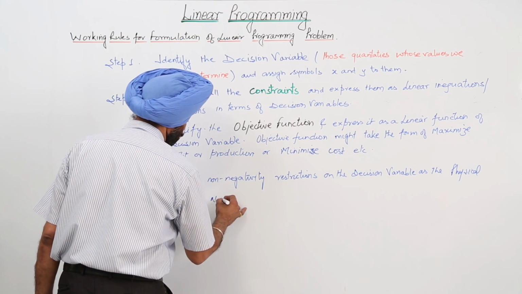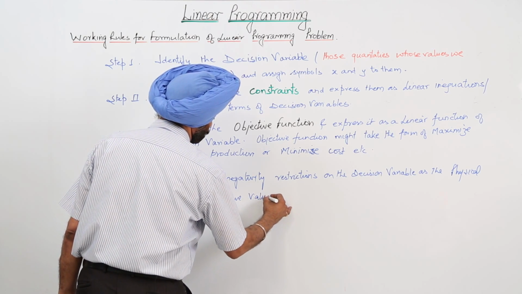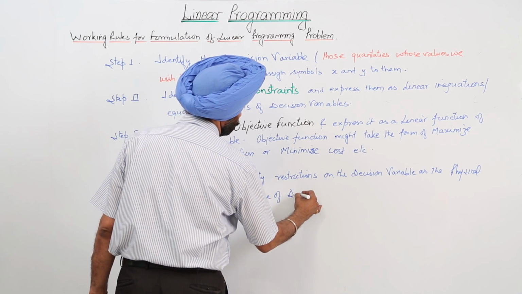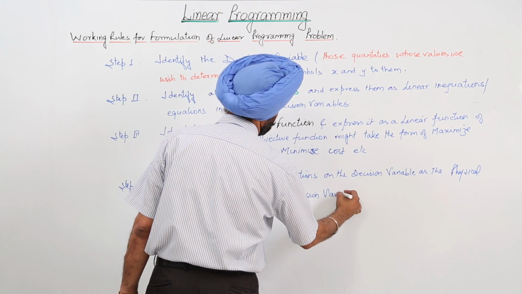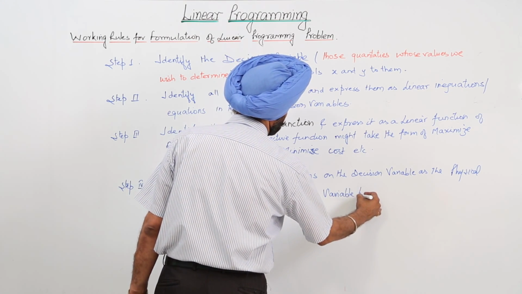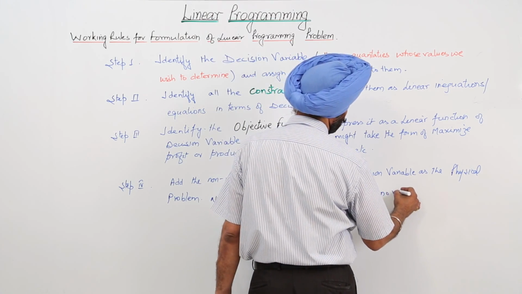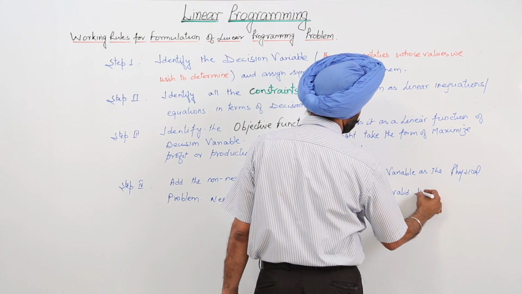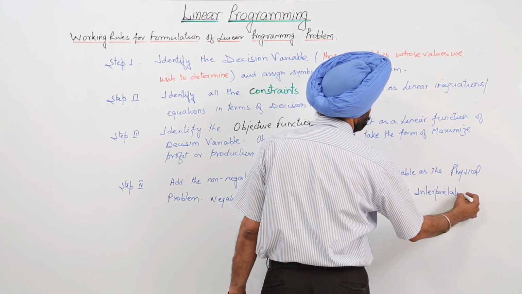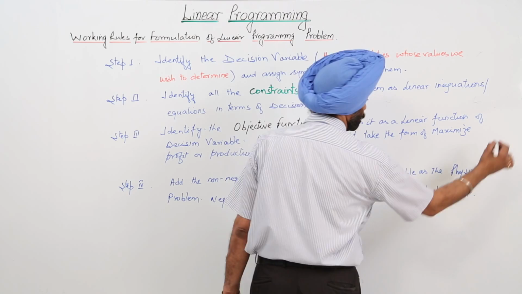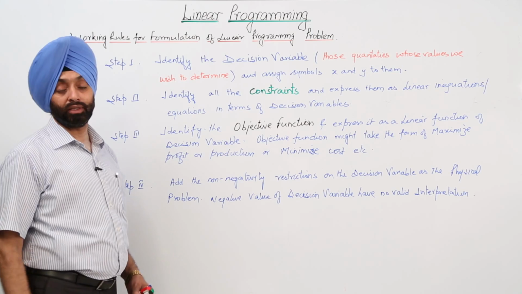A negative value of a decision variable has no valid interpretation. So these are the 4 basic steps by which we are going to formulate the linear programming problem.